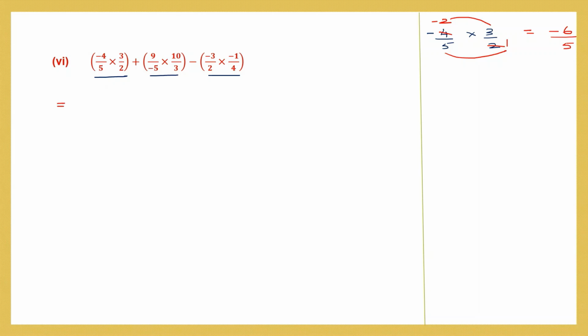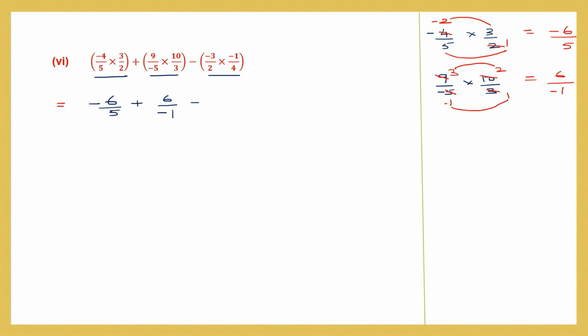So let's write that down here. So the first set of brackets we have opened, we have removed it and we've got minus 6 by 5 plus, let's go to the next one, that is 9 by minus 5 into 10 by 3. So here what can we cancel? We can cancel 5 and 10. So 5 ones are 5, that is minus 1. 5 twos are 10. 3 and 9, 3 ones are 3 and 3 threes are 9. Let's multiply the numerators. 3 twos are 6. Denominators 1 into 1 is 1. So we have minus 1. 6 by minus 1. So let's write that there. So this is 6 by minus 1.